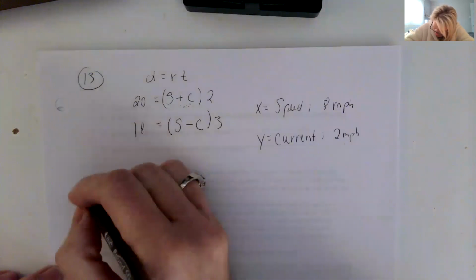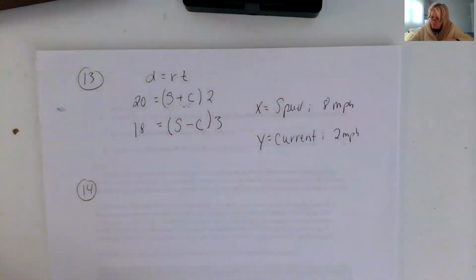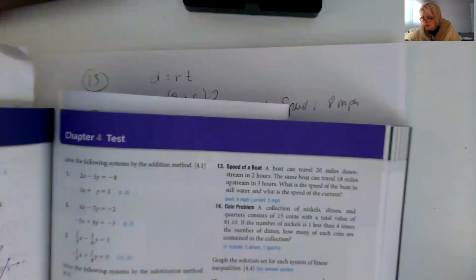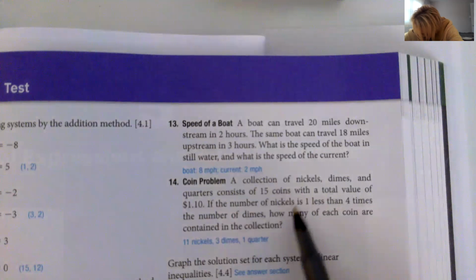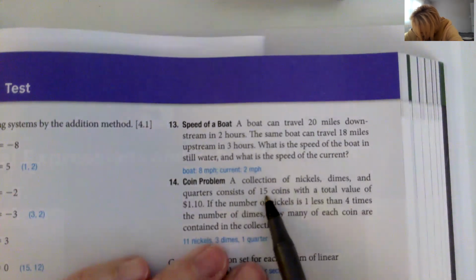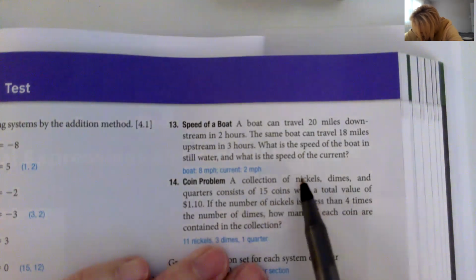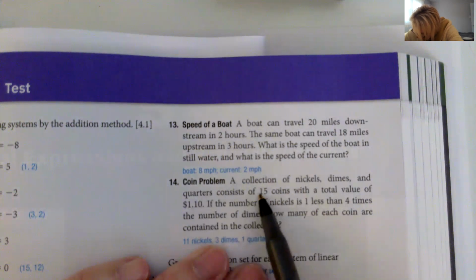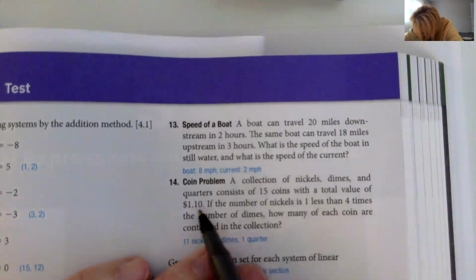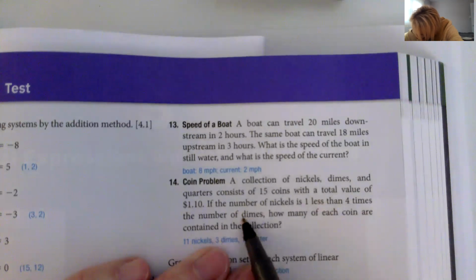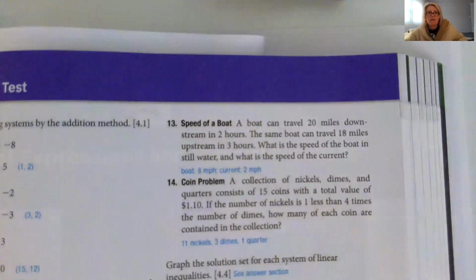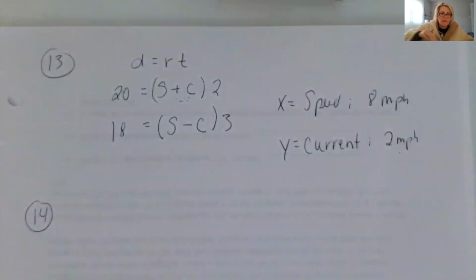Okay, our last problem for the chapter 4 review says a collection of nickels, dimes, and quarters consists of 15 coins. So we've got 3 types, N, D, and Q. There's 15 of them with a total of $1.10. If the number of nickels is 1 less than 4 times the number of dimes, how many of each coin are contained in the collection?